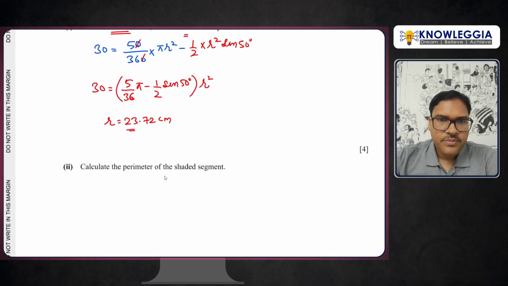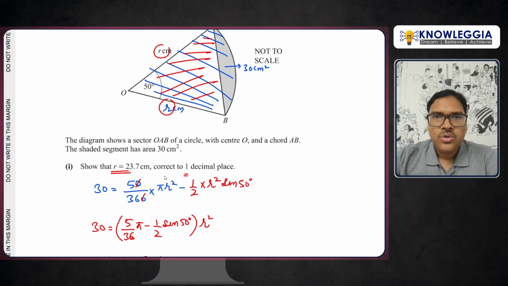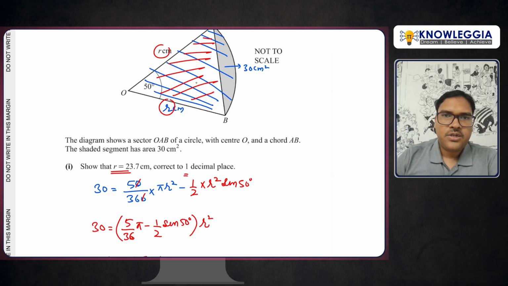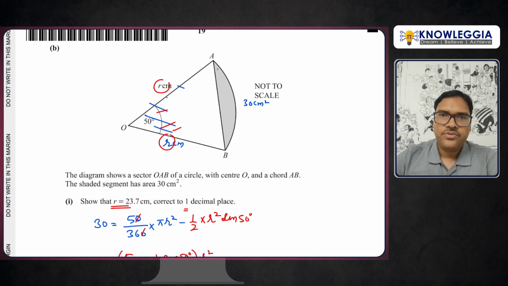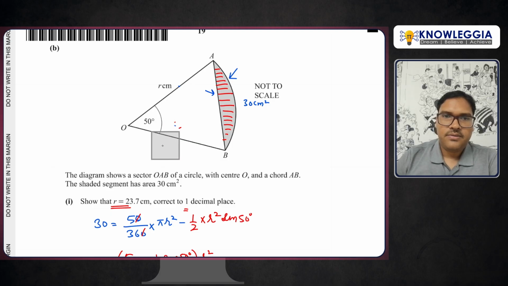Now, what is the perimeter of the shaded segment? So you have to calculate the perimeter of this shaded segment. That means you have to calculate the perimeter of this part only. Now to calculate the perimeter of this part, what do we need? The length of side AB and the length of arc AB. Now how will you calculate the length of AB? Let me remove this.